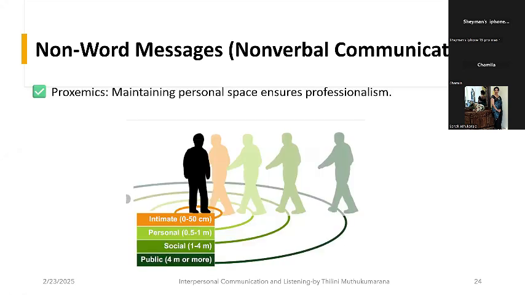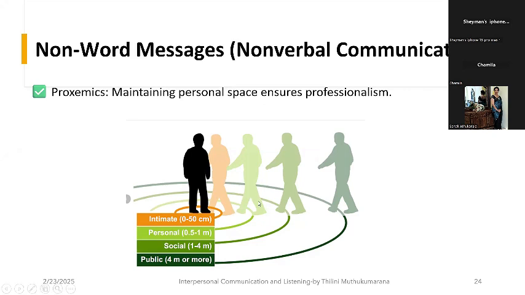This is what we call proxemics, where you need to maintain your personal space. It also ensures your professionalism, right? If you're having an intimate relationship, you can see the distance here. It should be very close. We call it a very close relationship, right? When we meet our friends, our parents, and when we deal with our family members, we maintain this very, very close distance.